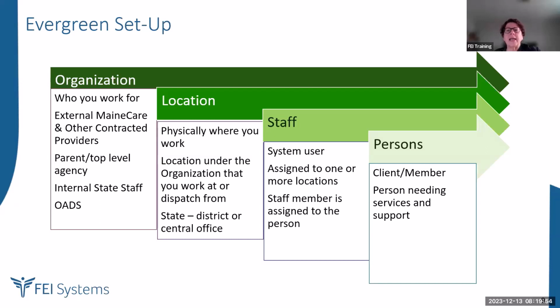Now, the staff are assigned to the person to make sure that the person goes through every step of the case management process. And one of the cool things about Evergreen is that it has role-based access. So that means staff have access to what they need to be able to do their job. So Evergreen is not going to let somebody do something that is outside their assigned actions or duties.